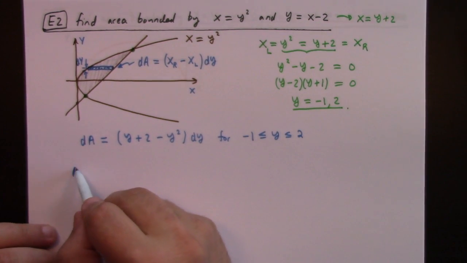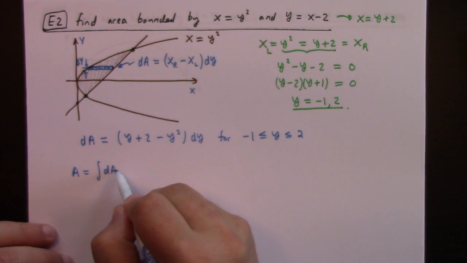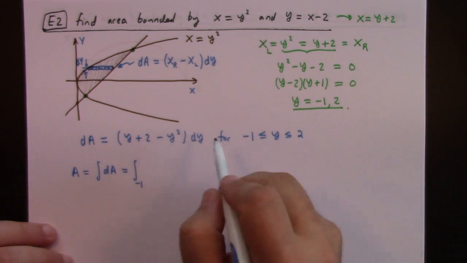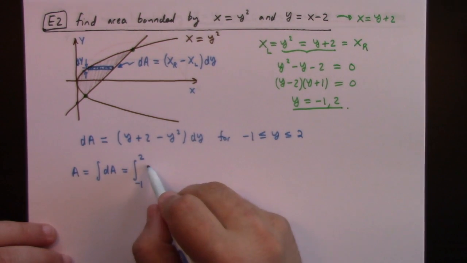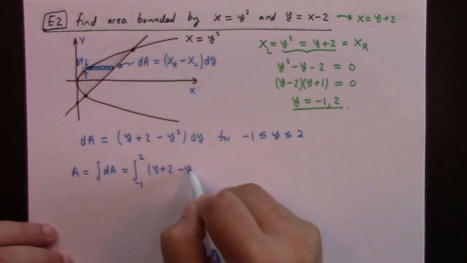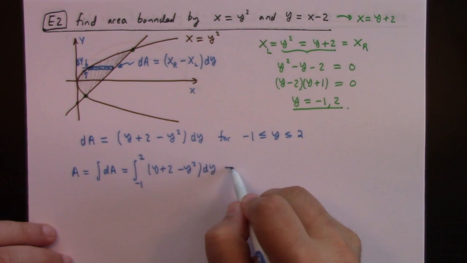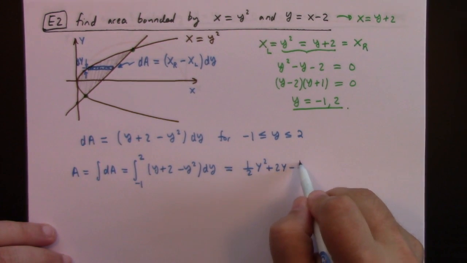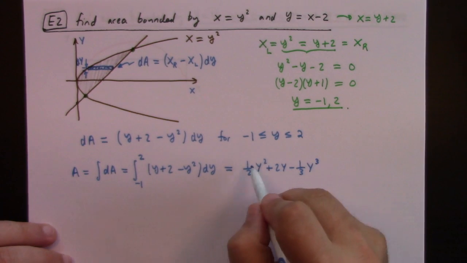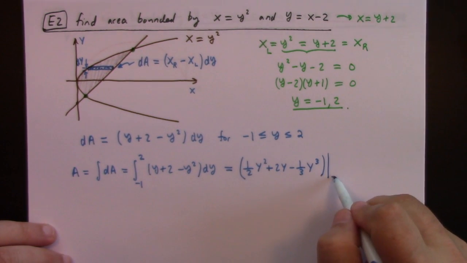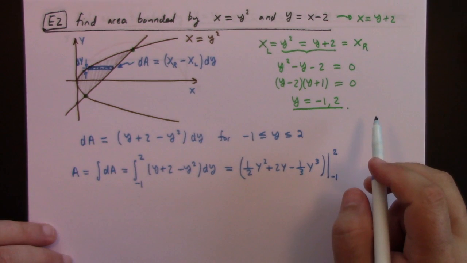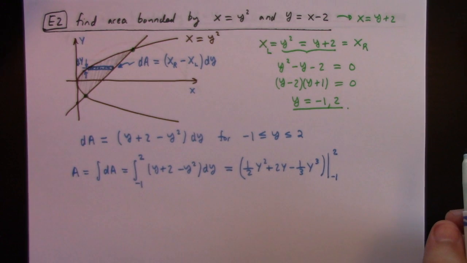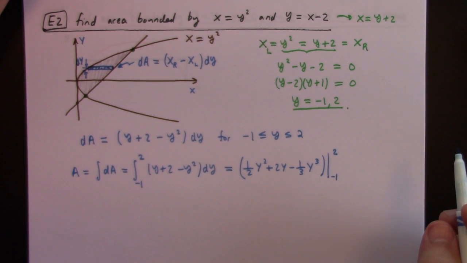And then to find the net area, I integrate dA, take the continuous sum of the infinitesimal areas, which in this case amounts to doing this definite integral from minus 1 to 2 of y plus 2 minus y squared dy, which is 1/2 y squared plus 2y minus 1/3 y cubed. You take that thing, evaluate from minus 1 to 2. The arithmetic isn't especially exciting.